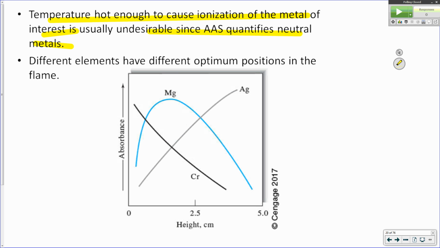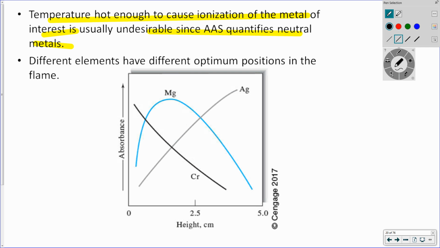So ionization, where we would lose electrons off, okay, that is something that's not desired. So we don't want this to happen. We want to keep everything in the form of the neutral metal.